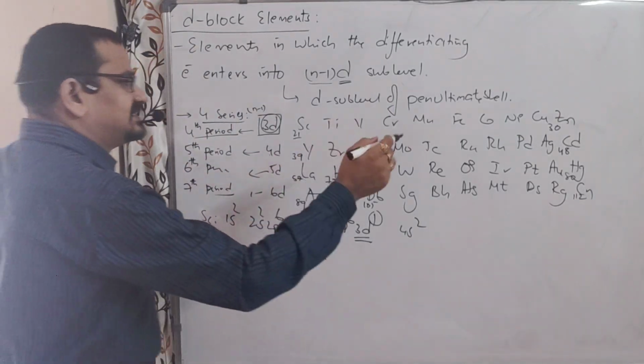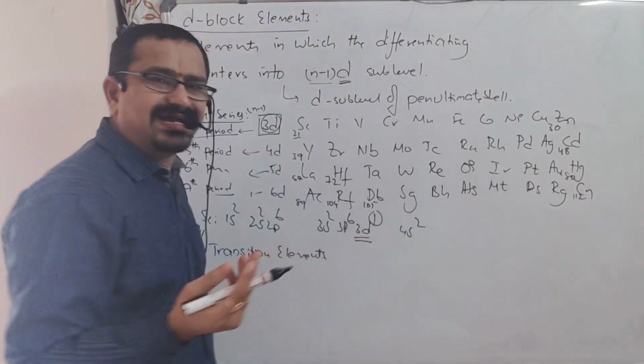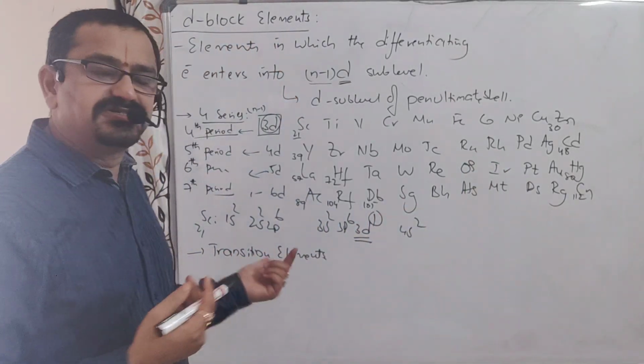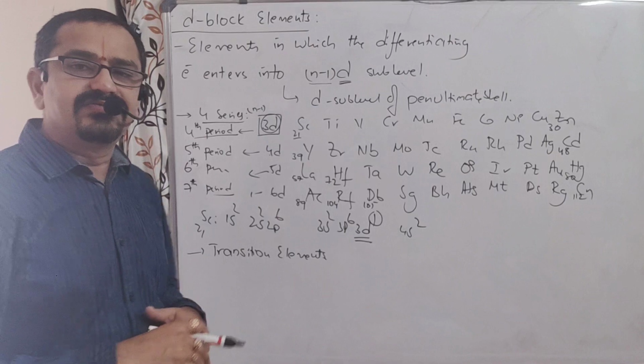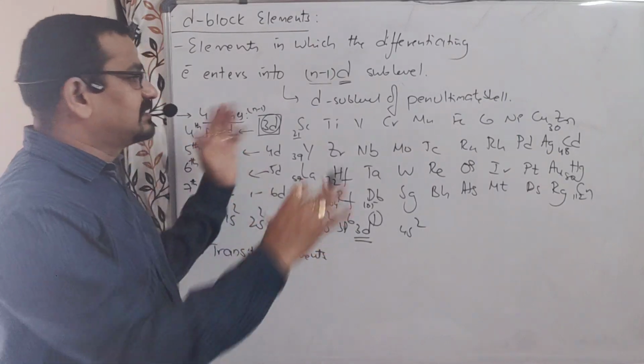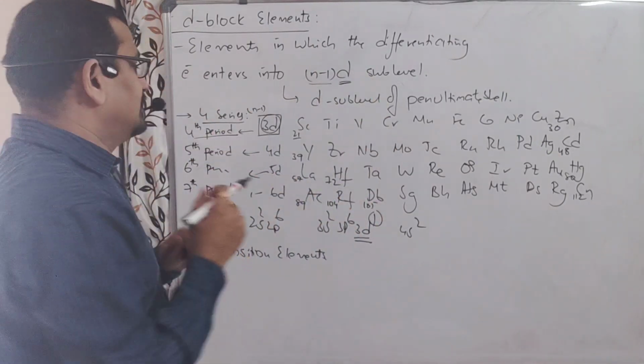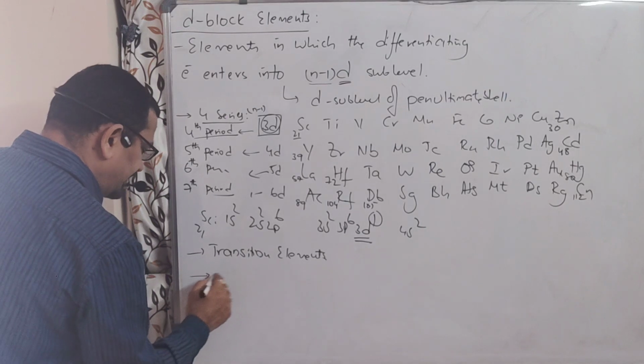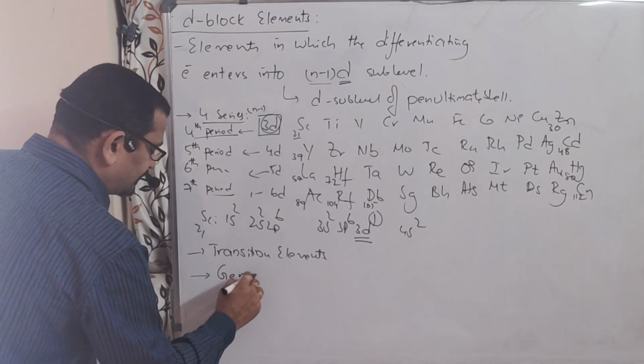And even though zinc, cadmium and mercury do not show the characteristic properties of these transition elements, they are also studied along with them under the topic d block elements. Next is their general outer electronic configuration.